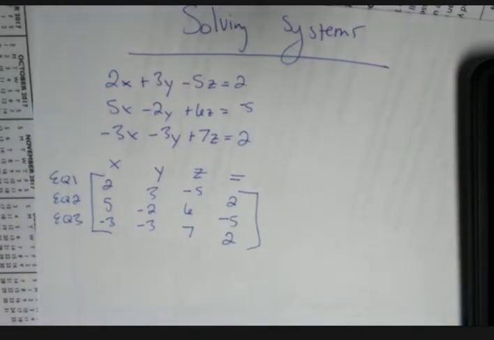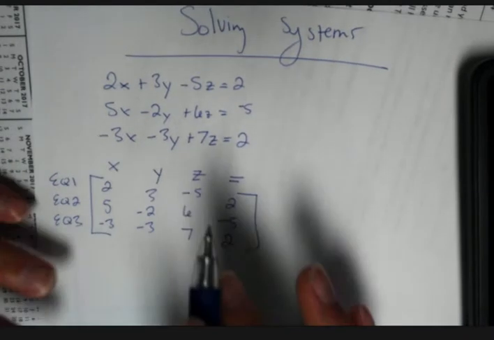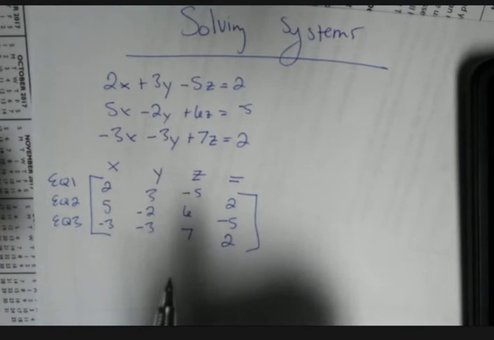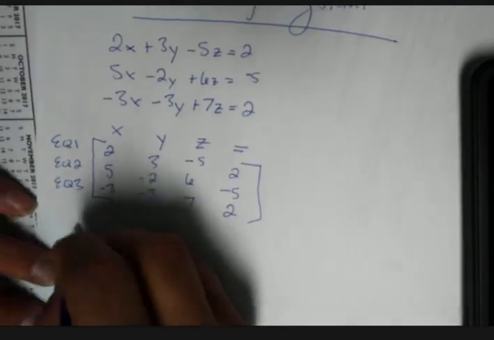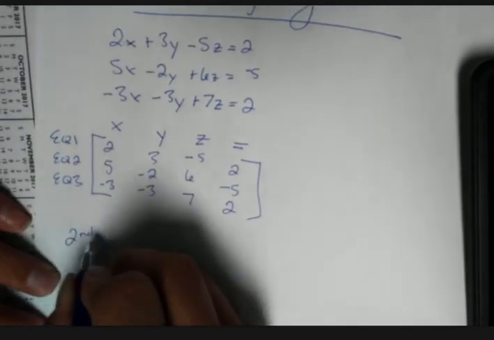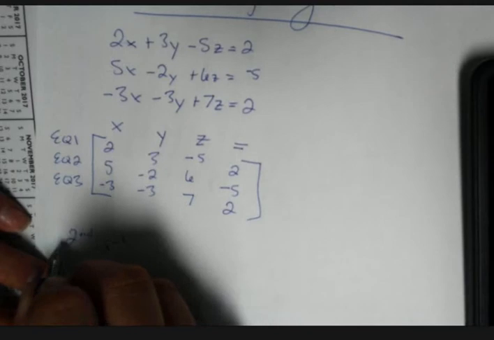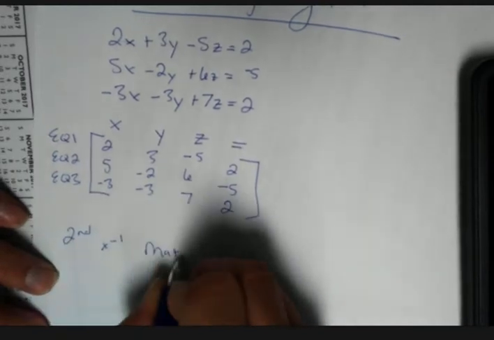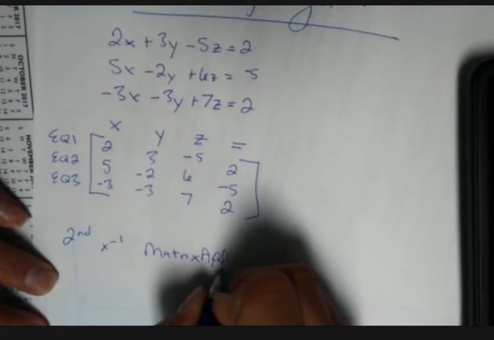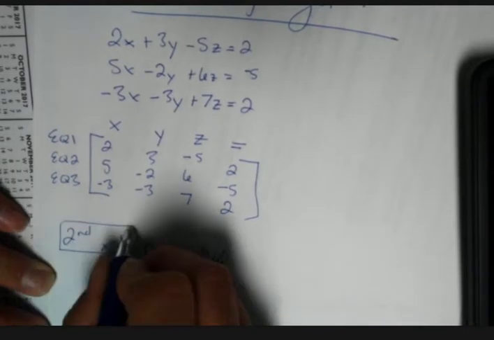Now, that's the hardest part, okay? From here, it's real simple. Once you get the system inside of the matrix, you have one button on your calculator that you have to use. You will have to use second x to -1, which is your main matrix app. Second x to -1 is the matrix app.